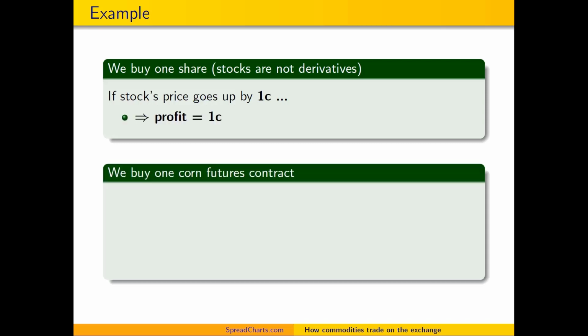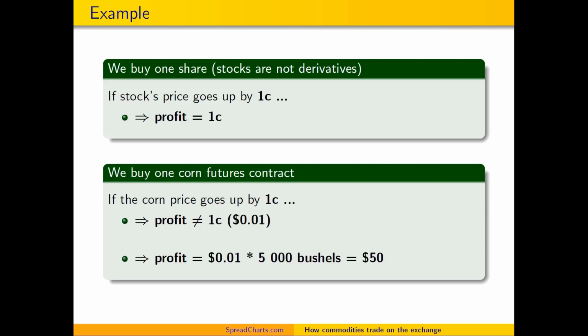However, if we buy a corn futures contract and its price goes up by 1 cent, our profit is not just 1 cent. It is 1 cent multiplied by 5,000 bushels, because we hold 5,000 bushels of corn, and that equals $50. So our profit is $50.